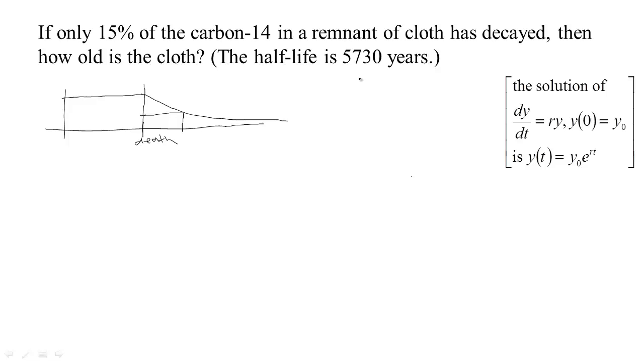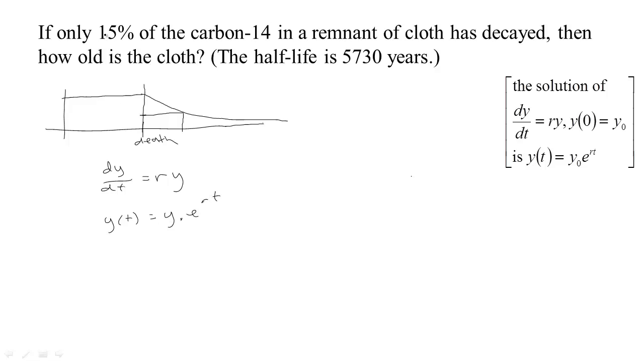Okay, so let's see. We know that there's only 15% of what we started with in this thing. Our model is that dy/dt, the rate of change, should be proportional to the amount. After all, these radioactive atoms each have the same chance of decaying in a given period of time. Since that's our differential equation, our solution is that the amount at any time is the initial amount times e to the rt.